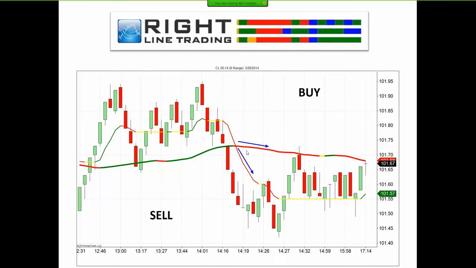We only go short when the 50 and the modified 15 are red. We only go long when the 50 and the modified 15 are green. We need the 15 below the 50 for a short. We need the 15 above the 50 for a long.